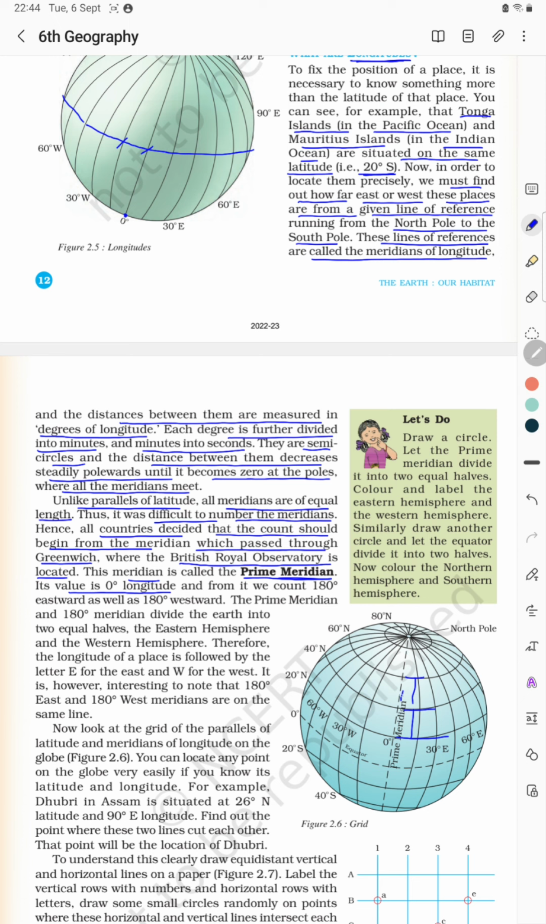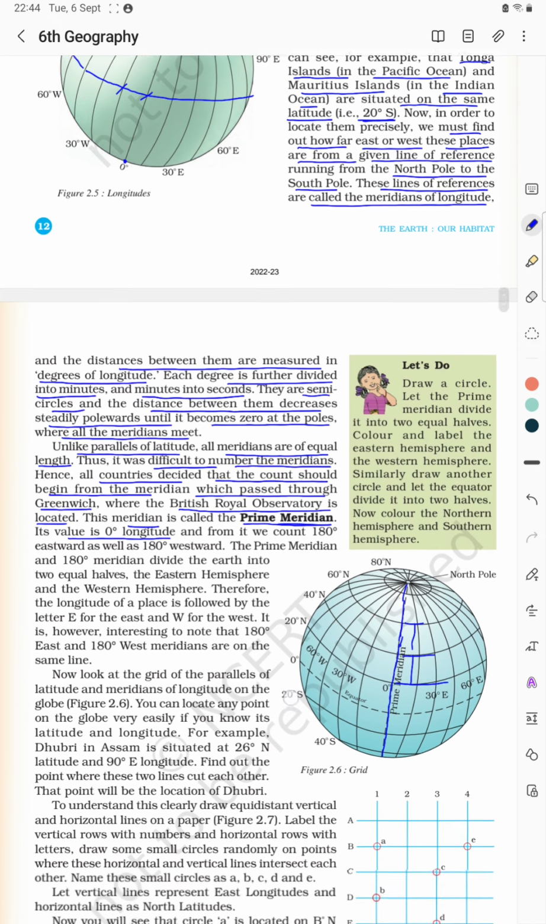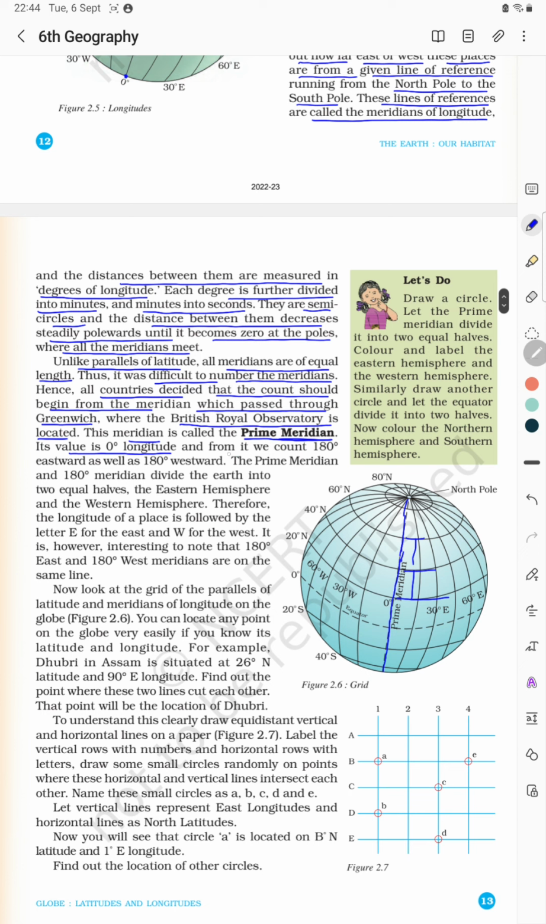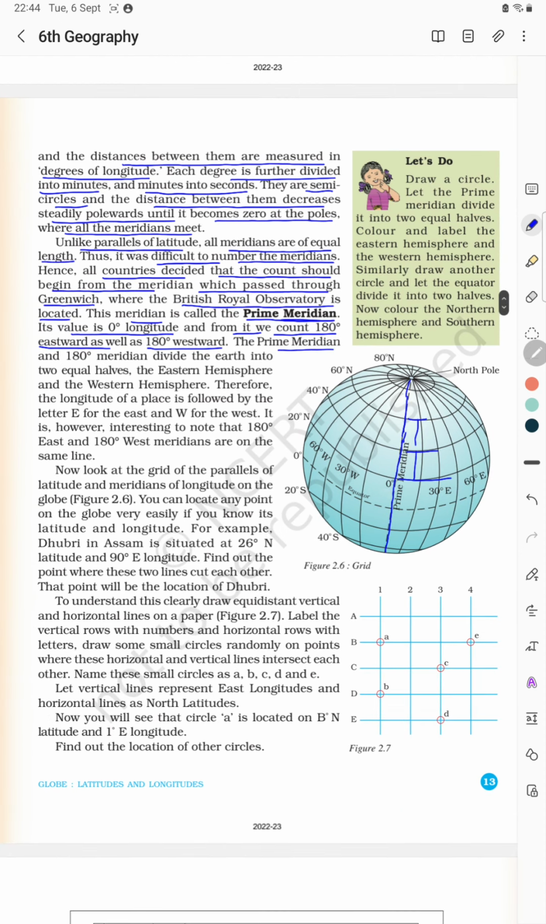This line passes through Greenwich, where the British Royal Observatory is located. So this imaginary line which passes through Greenwich is the prime meridian, which means it is the reference point or 0° meridian or 0° longitude. From it we can count 180° eastward as well as 180° westward. So the prime meridian and 180° meridian divide the earth into two equal halves. This is the 0° meridian and opposite of that is the 180° meridian.